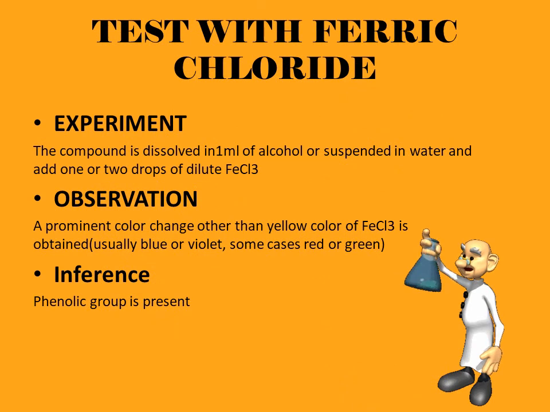The second test for the identification of the phenolic group is the ferric chloride test. The compound is dissolved in 1 ml of alcohol or suspended in water and 1 or 2 drops of dilute ferric chloride are added. What we will observe is a prominent color change other than the yellow color of ferric chloride, usually blue or violet, in some cases red or green. So we can infer that phenolic group is present.